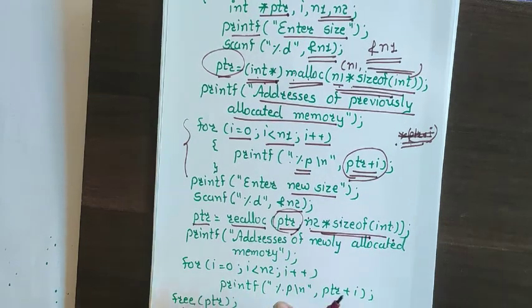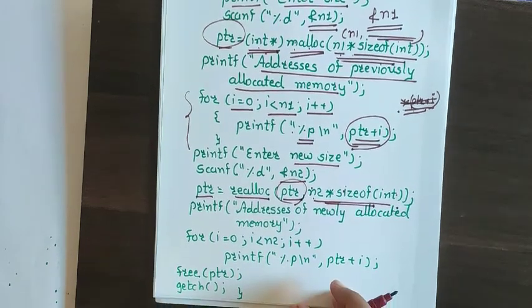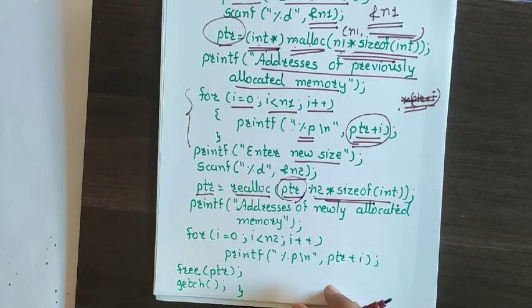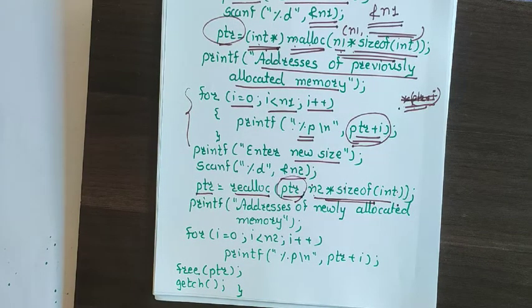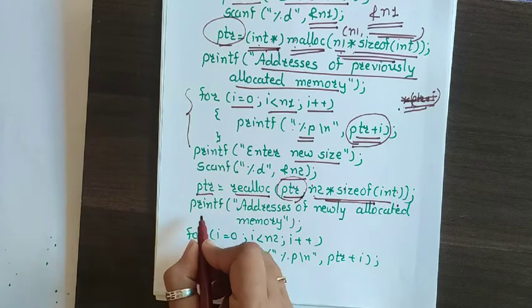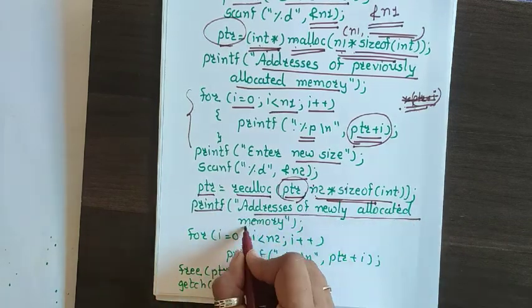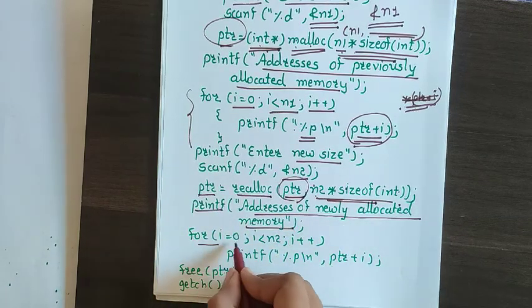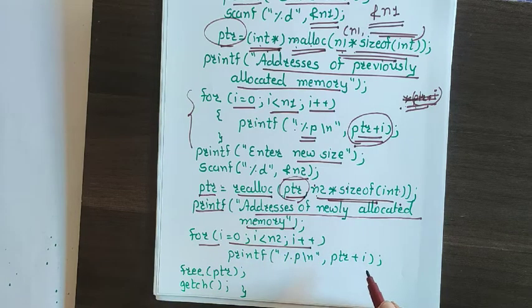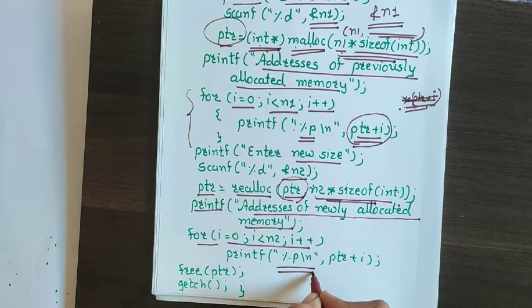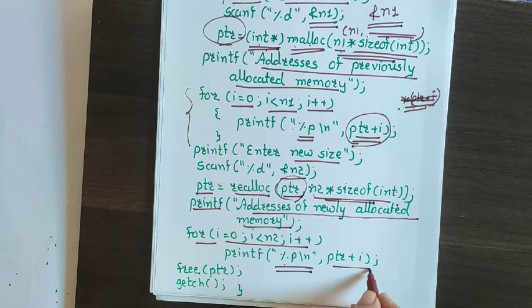Now I'm just printing that data, right? Again, I'm printing the addresses only, so you will get to know what is the difference between these two, right? So printf "addresses of newly allocated memory". I'm using the for loop, i = 0, i < n2, i++, and here again I'm printing the address in hexadecimal form. So printf("%p\n", ptr + i), that will print the address.